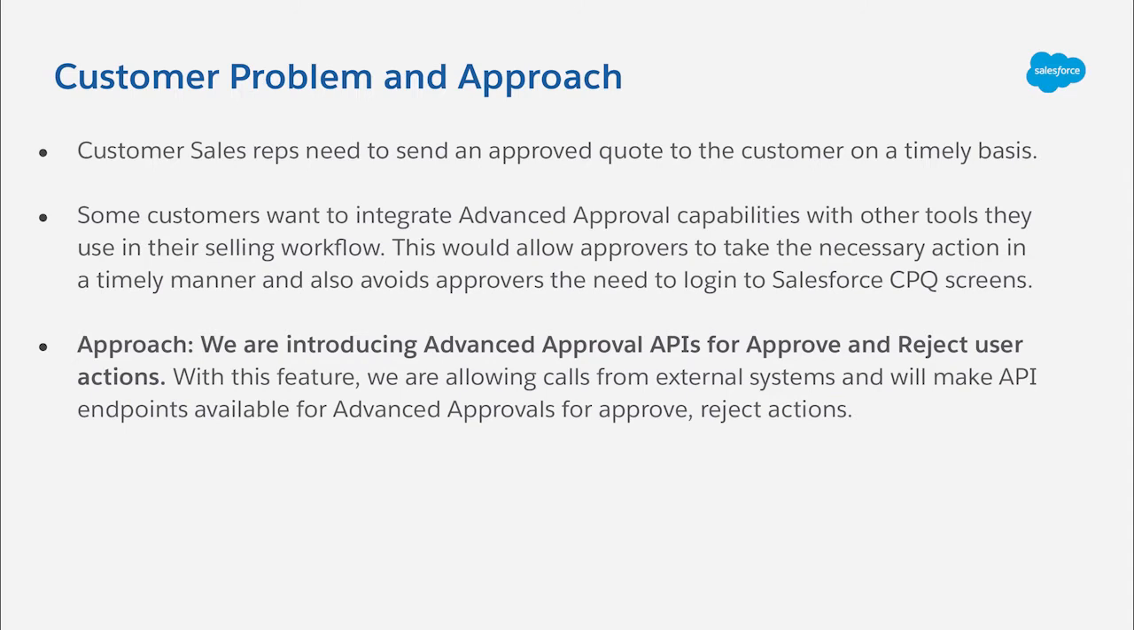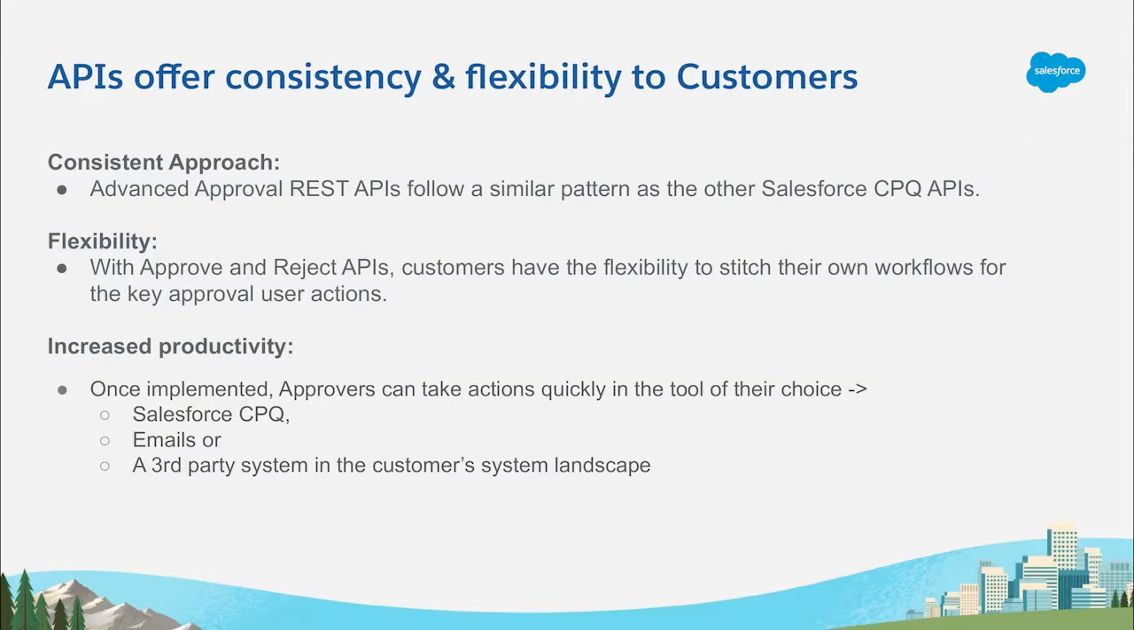This avoids the approval user having to log in to Salesforce CPQ screens and allows them to take action directly in their tools, such as a collaboration tool or a messaging platform. We are introducing Advanced Approval APIs for approve and reject user actions. With this feature, we are allowing calls from external systems and will make API endpoints available for approve and reject user actions. The Advanced Approval REST APIs are consistent with other Salesforce CPQ APIs.